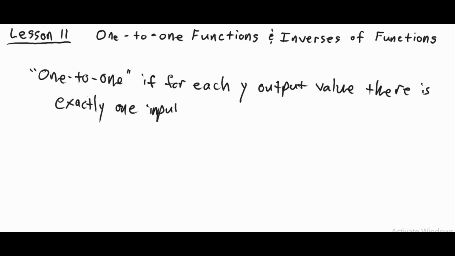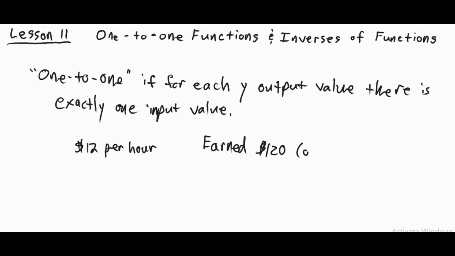Okay, so I'm going to show you a couple of examples of this, and then a couple that are not examples. So, for example, let's say that somebody earns $12 per hour, and we asked, okay, well, suppose that the person earned $120. Okay, so they earned $120 in pay, and so that's the output.